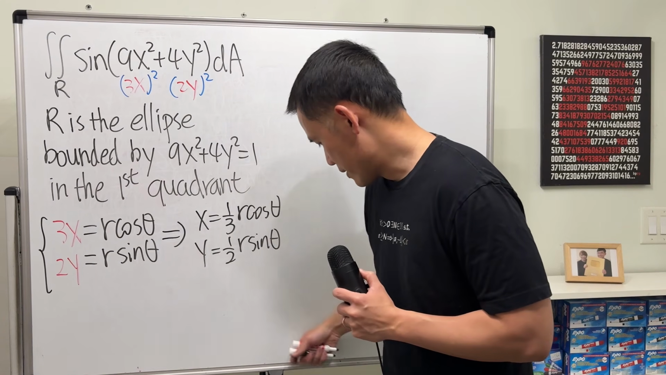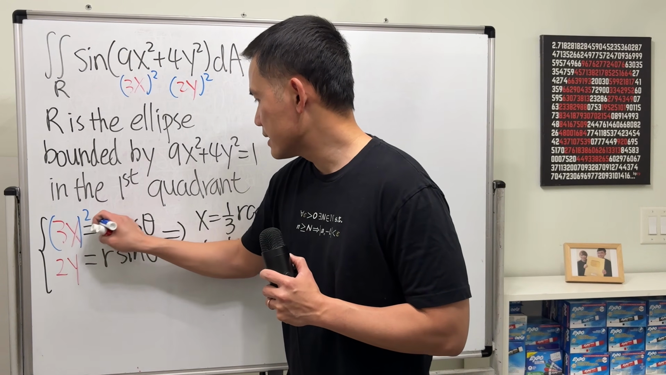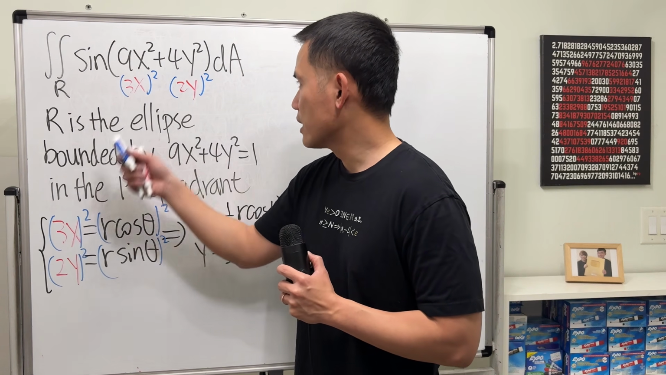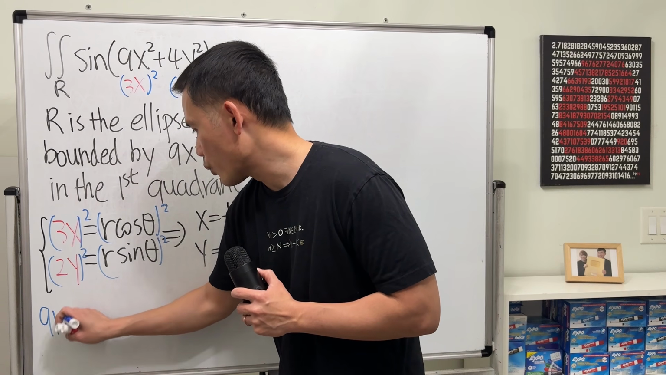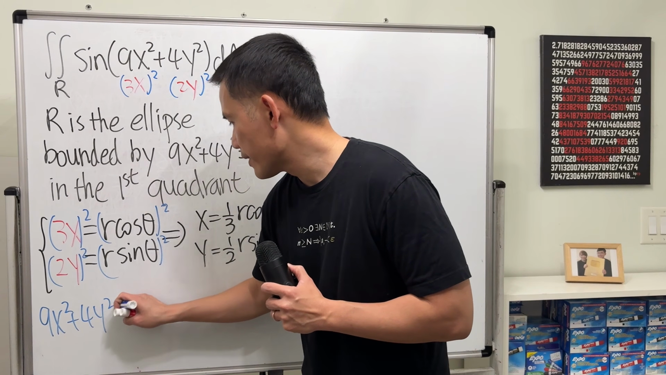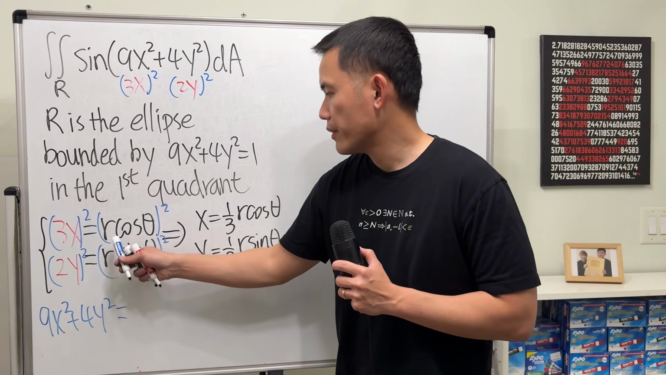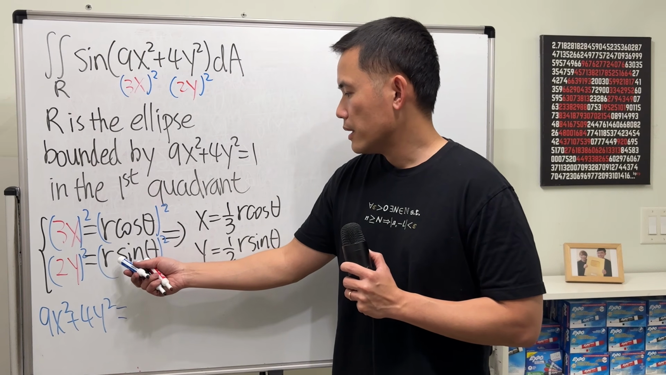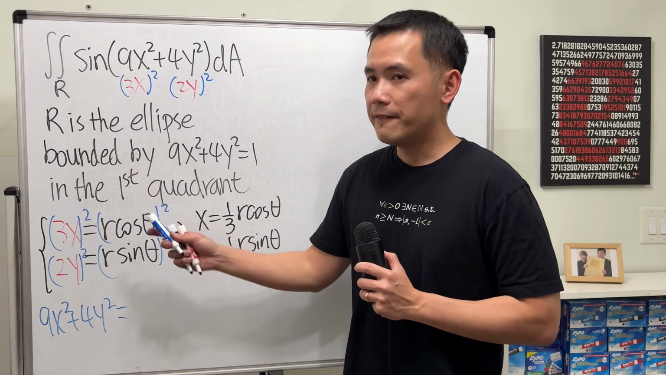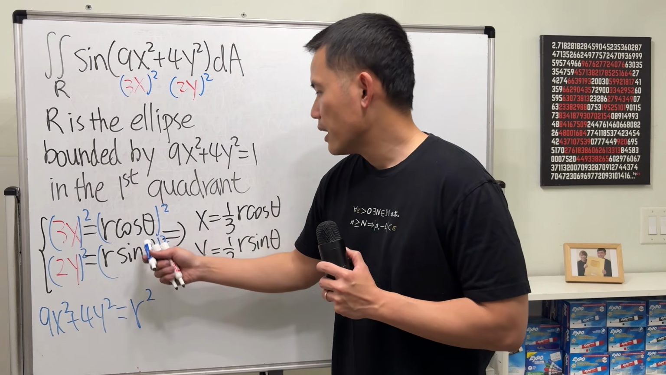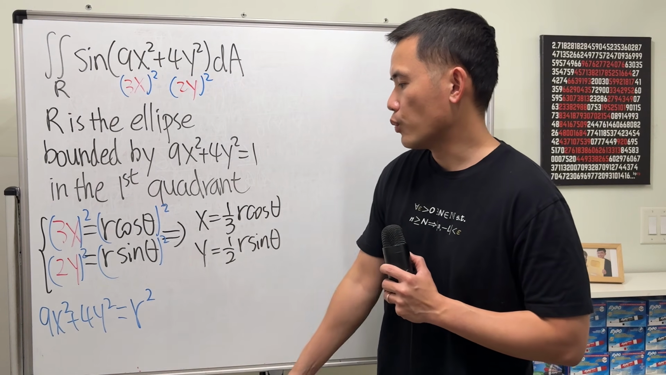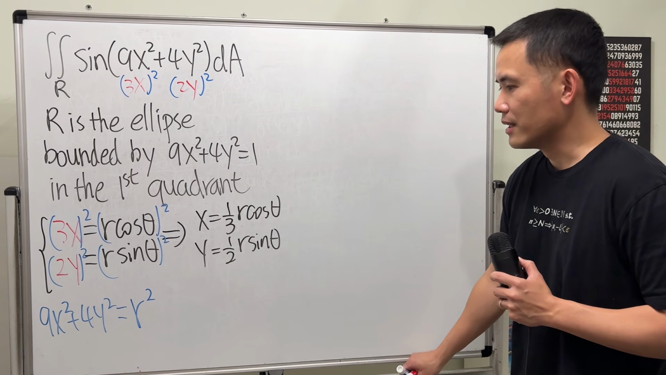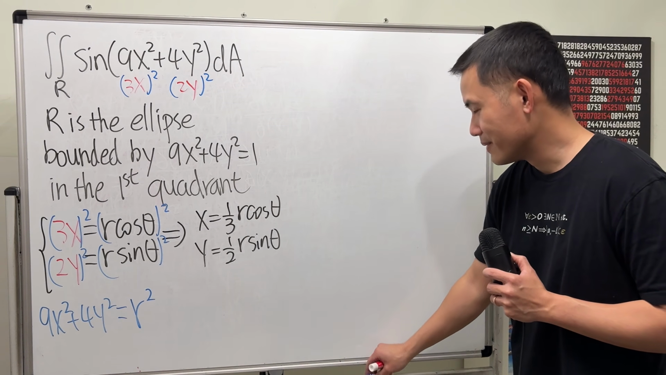Now, have a look right here. We can square both sides. This right here gives us the inside 9x squared plus 4y squared. Here, that will be equal to r squared times cosine squared theta plus r squared times sine squared theta. We can factor out the r squared, and then cosine squared plus sine squared is just equal to 1. So on the inside, we will just get r squared. So that's pretty much the polar coordinates.